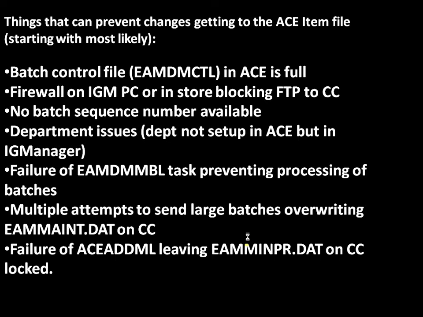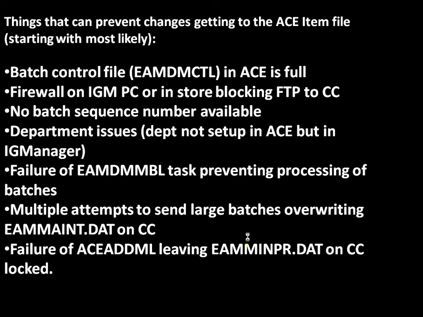Next one down is no batch sequence number available. This is kind of the opposite, or the next thing that can happen with batch control file. Things that come down to the IBM get a number starting at 1 and go up sequentially. Well, the way the base setup of ACE works is that number could go from 1 to 999. So once you send your 1000th batch, your sequence number is higher than 999, and it will not take the batch. There are procedures to fix that.